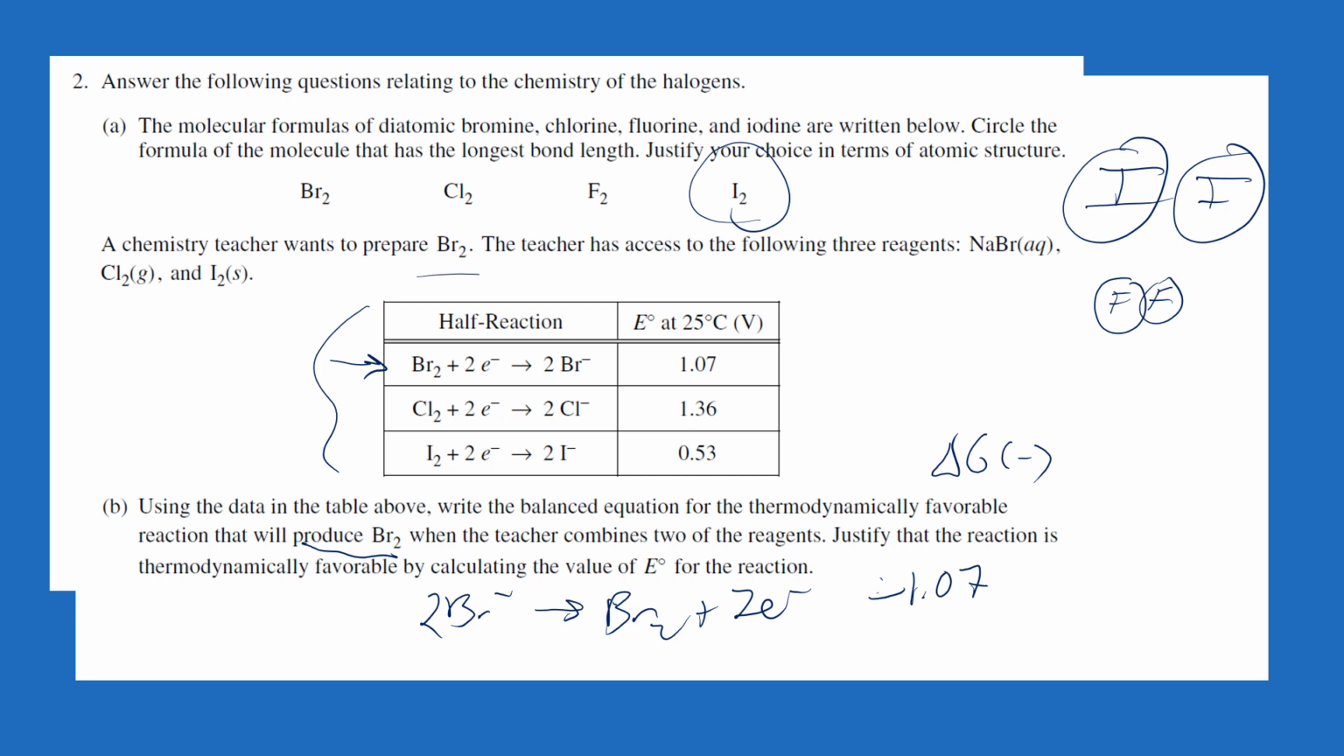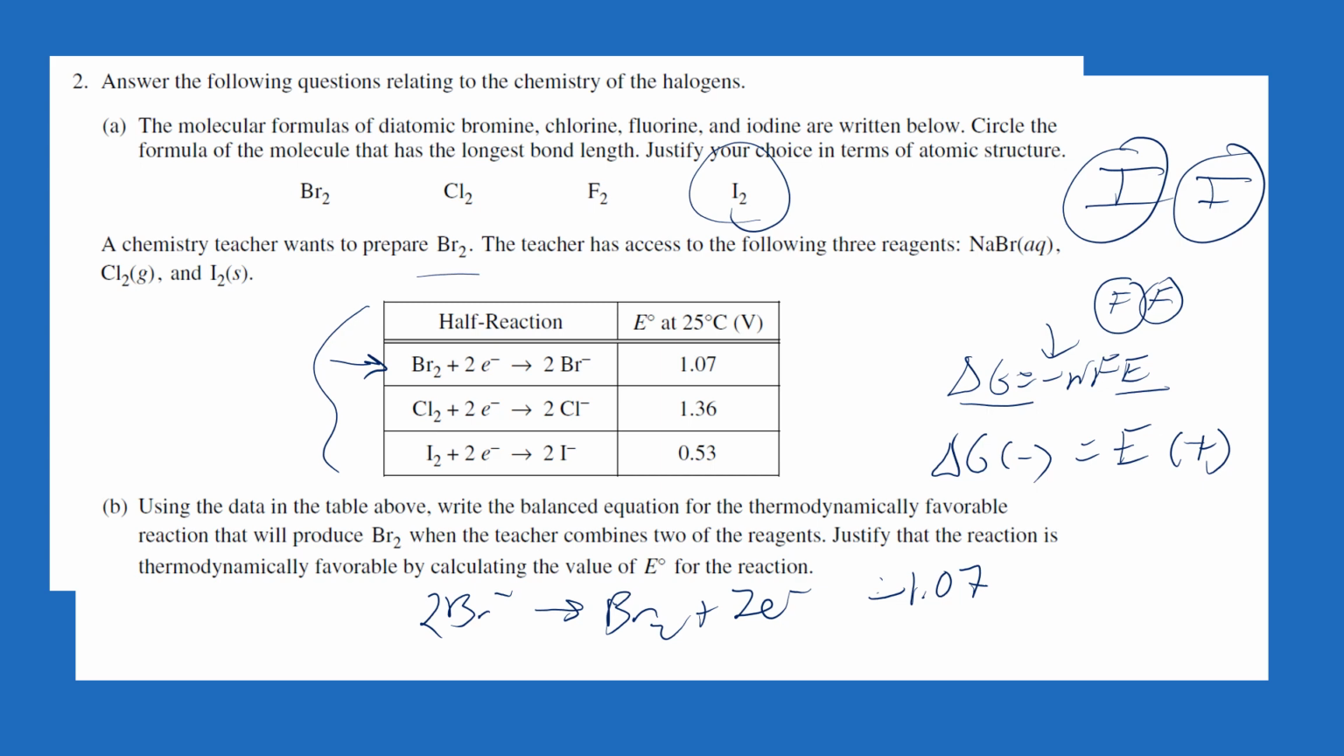So we're producing Br2 when the teacher combines 2 of the reagents. Justify that the reaction is thermodynamically favorable by calculating the value of E. So if delta G is negative, we need the cell potential to be positive. And that's because of this equation here, delta G equals negative nFE. So that negative sign indicates that whenever delta G is negative, cell potential is positive.